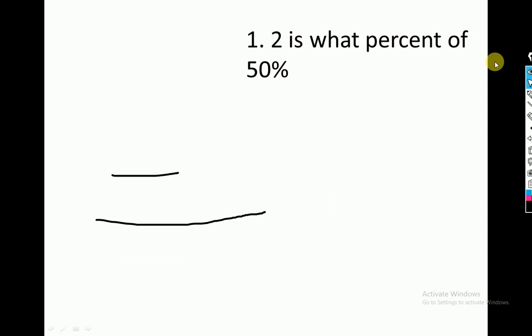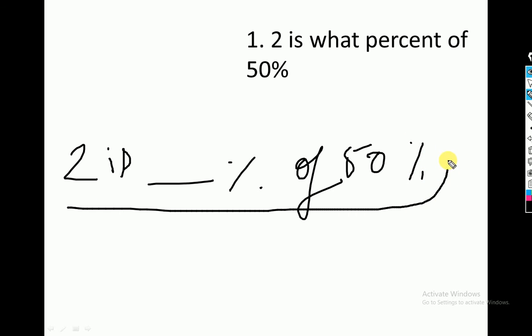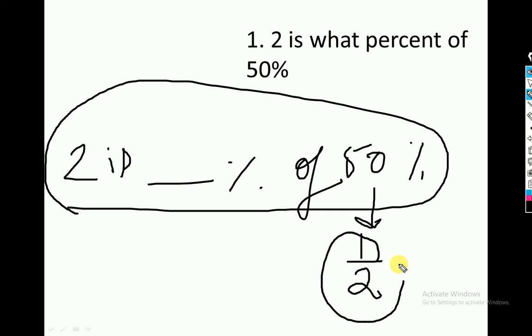Okay, so our first question is: 2 is what percentage of 50%? Just simplify this and our answer will be in front of us. We all know that 50% can be denoted in terms of fractions. It's 1 by 2. So it says 2 is what percentage of 1 by 2.